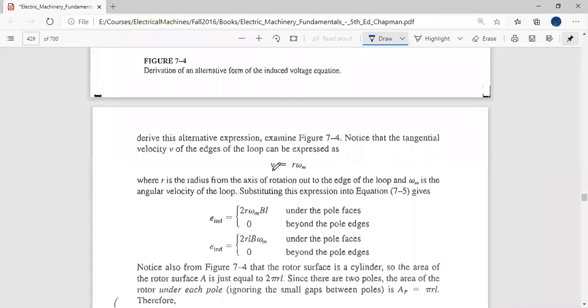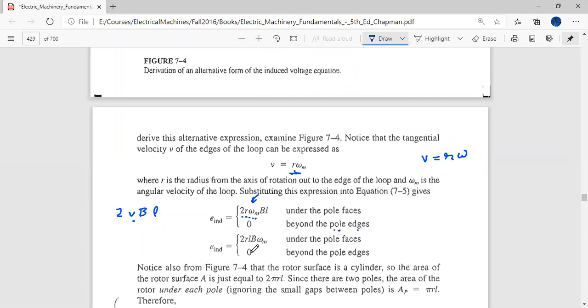Okay, so you know that for circular dynamics, the tangential velocity is equal to the radius multiplied by the angular velocity omega of the rectangular loop rotating in the magnetic poles. So if you substitute that in place of V in 2VBL, you are substituting R omega M. When the rectangle is under the pole faces, it is equal to 2VBL. When it is beyond the pole faces in the edge air gap, it goes to 0. So you substitute V as R omega M over here.